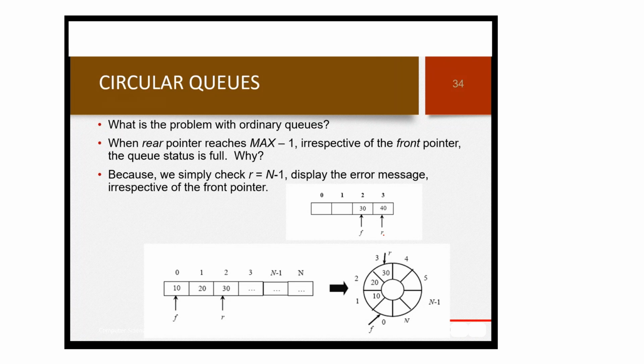But I can't because R is already max minus 1. So max is 4, minus 1 is 3. So it's overflow. Actually, it is not overflow. You have an empty location too. So you are not able to utilize the locations or the array cells which are available to you. Right? It's available, but still unable to use it.